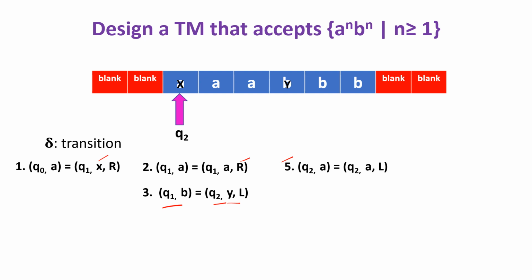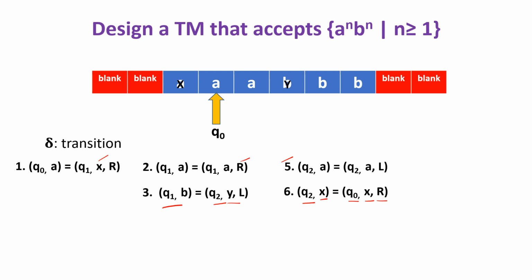Next, go for Q2 X. So when we come across Q2 X, what to do? Q2 is changed back to Q0 as it completes one cycle. Keep X as it is, move towards the right. So change the state from Q2 to Q0 and move towards the right. So this completes one cycle with the delta transitions 1, 2, 3, 5 and 6.